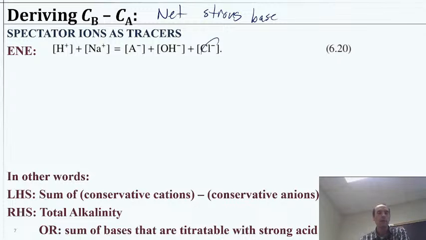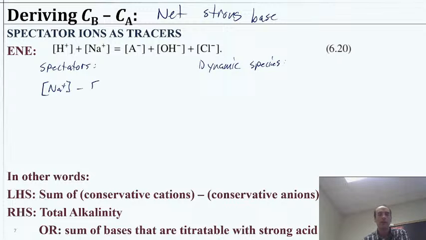And so if we identify the spectators on the left and, I don't know, I'll say dynamic species on the right, if we separate them that way, that's where we get Na plus minus Cl minus equals this A minus plus OH minus minus H plus.